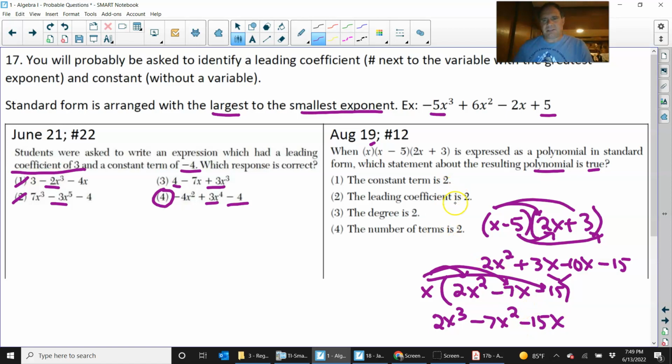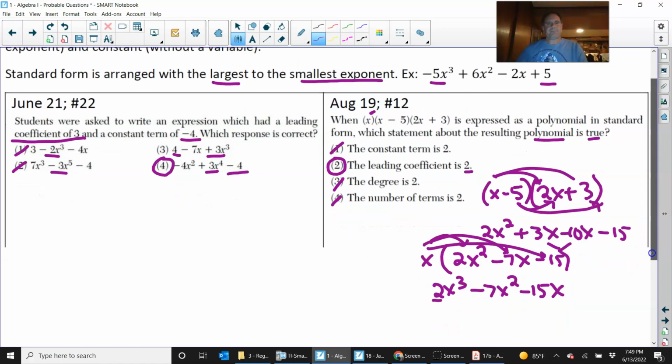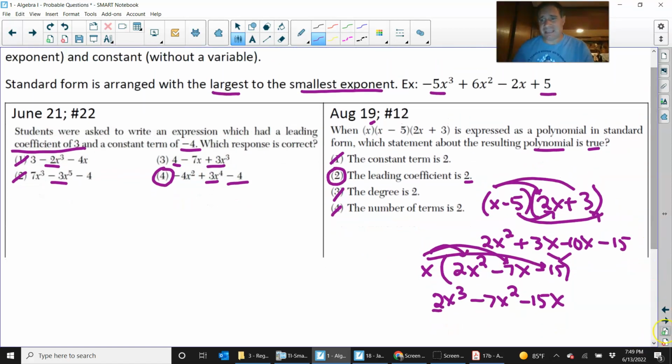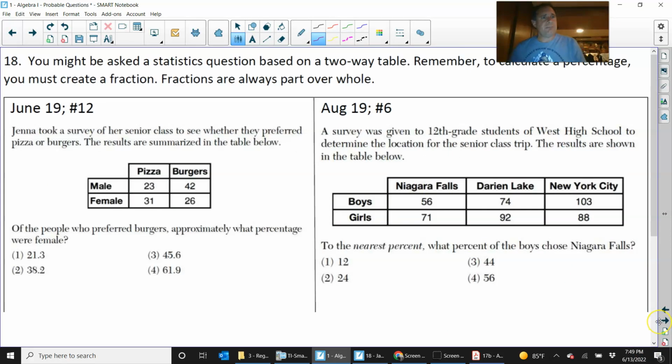All right, constant term is 2. Nope. There is no constant term. Leading coefficient is 2. Yes. The degree is 2. No, it's 3. The number of terms is 2. No, there's 3. 2 is your answer. All right, be careful with those. Be careful. All right, number 18, you may be asked a statistics question based on a two-way table.